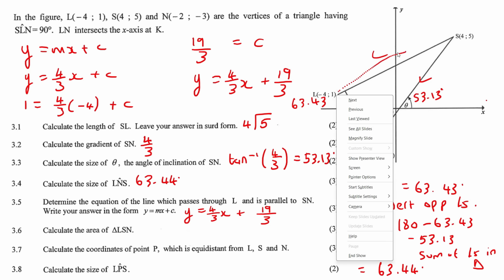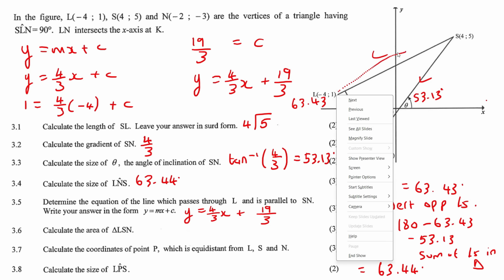So the length of LN, you're going to use the distance formula. And so let's say, for example, this is point 2 and this is point 1. And so then if we just fill this all in, it's going to be minus 4 take away minus 2, and 1 take away minus 3. And so if we work this all out, you get 2 square root 5.